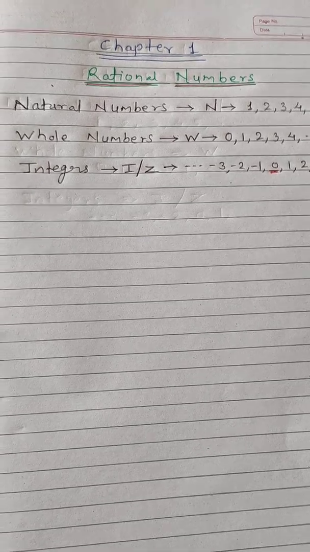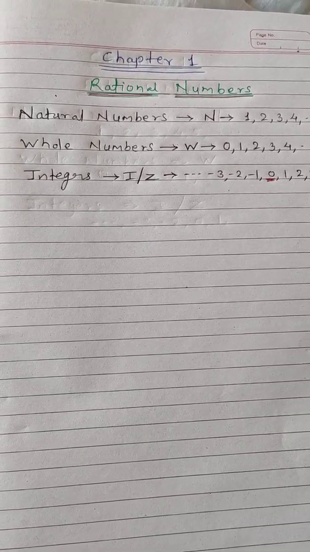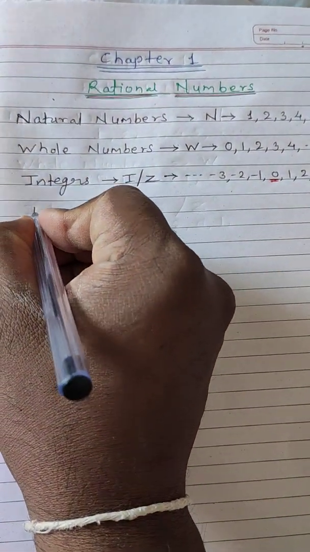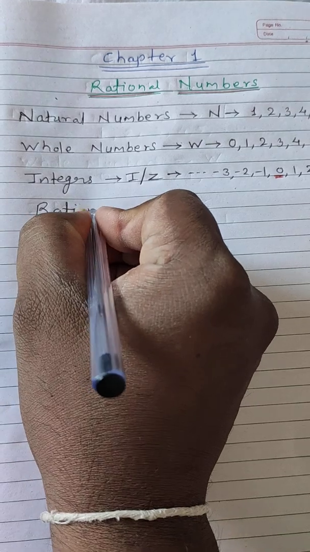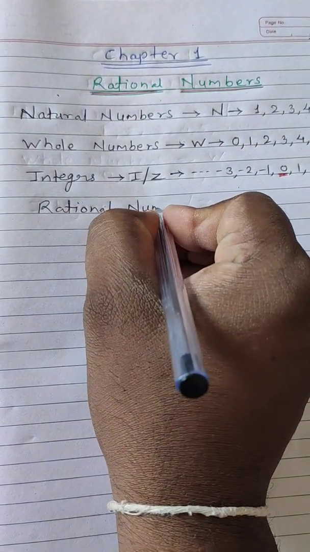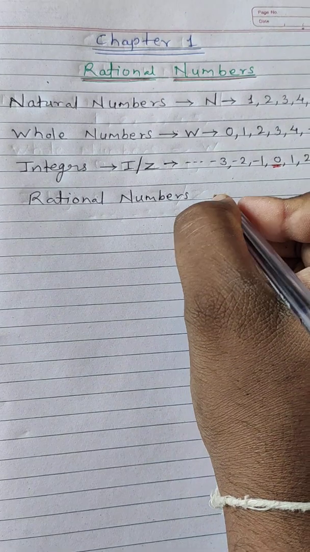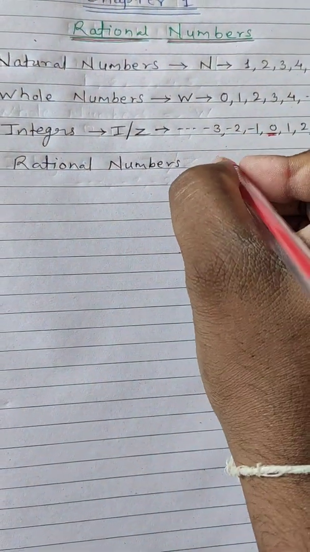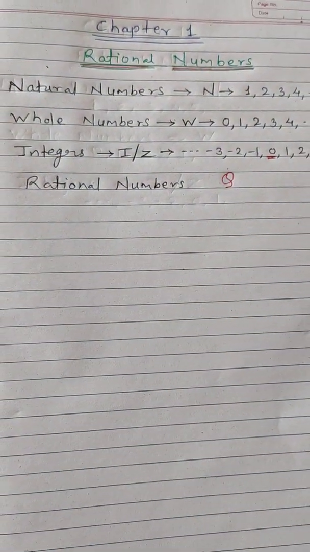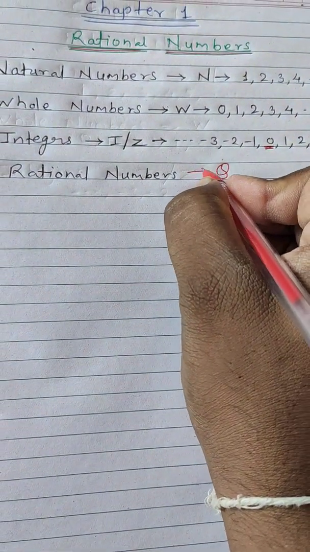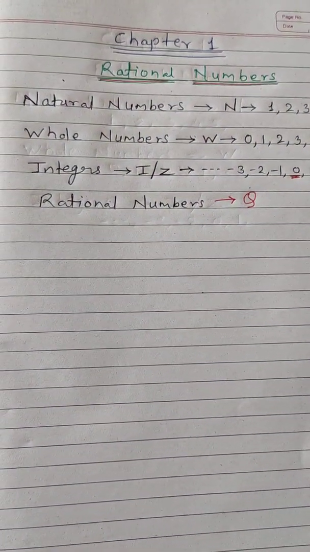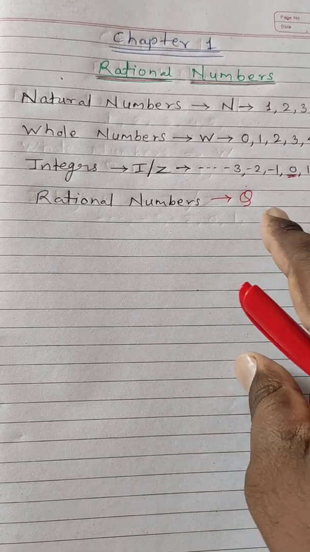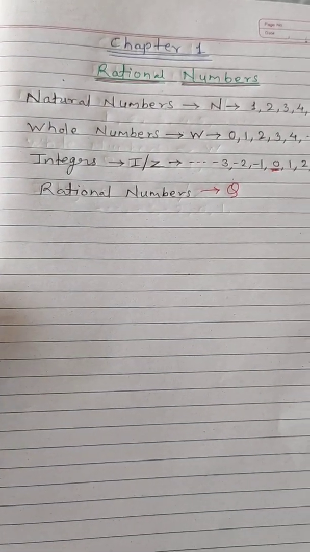Okay, then come to the point, rational numbers. The symbol of the rational number is capital Q. Symbol of the rational number is what? Capital Q. Though the spelling starts from capital R, rational number, its symbol is capital Q. Remember this thing.